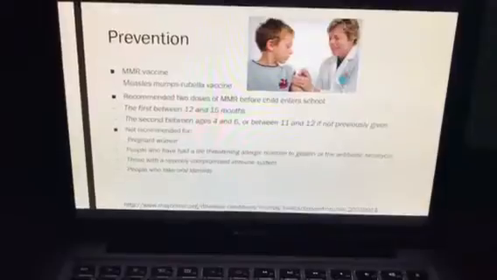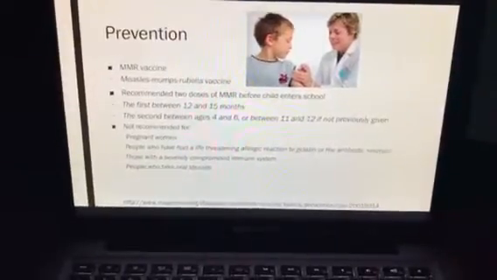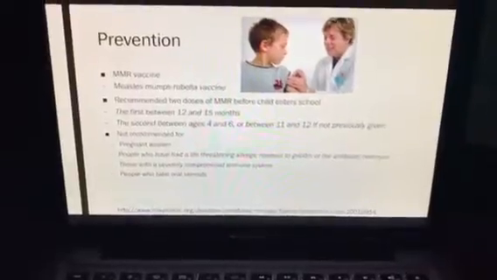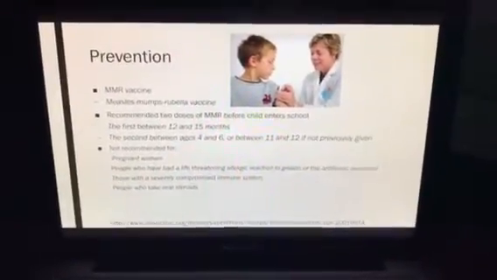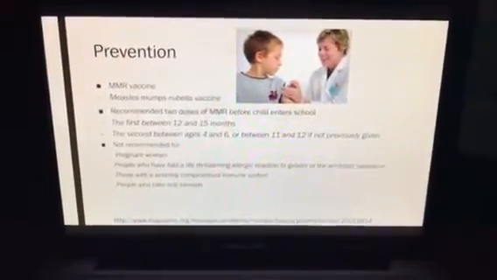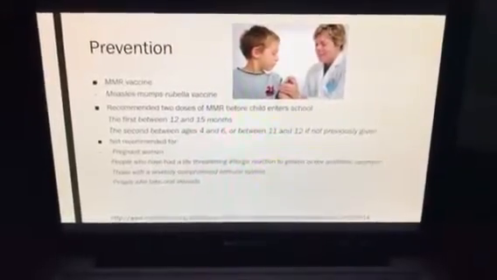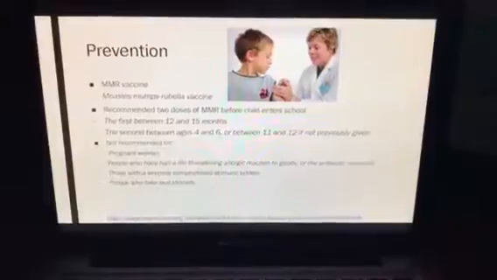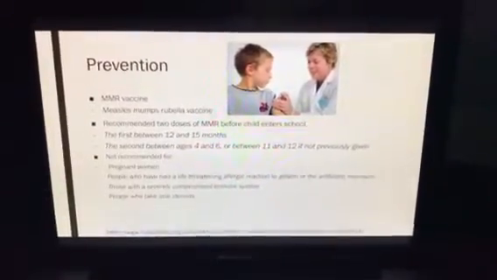It's not recommended for women that are pregnant, or people who have severe allergic reactions to gelatin or the antibiotic neomycin. Also, those that have a very weakened immune system and people that take oral steroids, it's not recommended that they have the MMR vaccine.